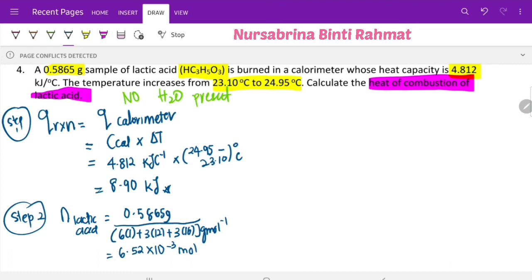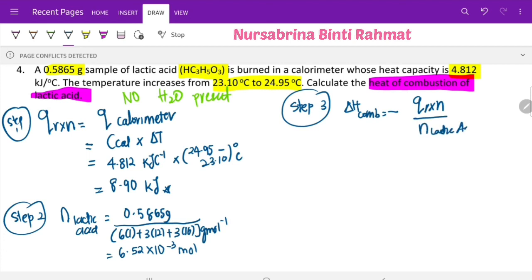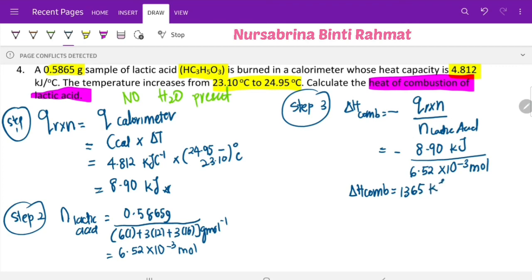Let's move on to the final step, which is to calculate the enthalpy of combustion. The formula is for heat release, so negative Q reaction over n lactic acid. Our Q reaction is 8.90 kilojoule. Please take note the unit is now in kilojoule instead of joule, divided by the number of moles, which is in mole. Let's calculate the enthalpy of combustion of your lactic acid. The enthalpy of combustion of your lactic acid is 1365 kilojoule per mole.